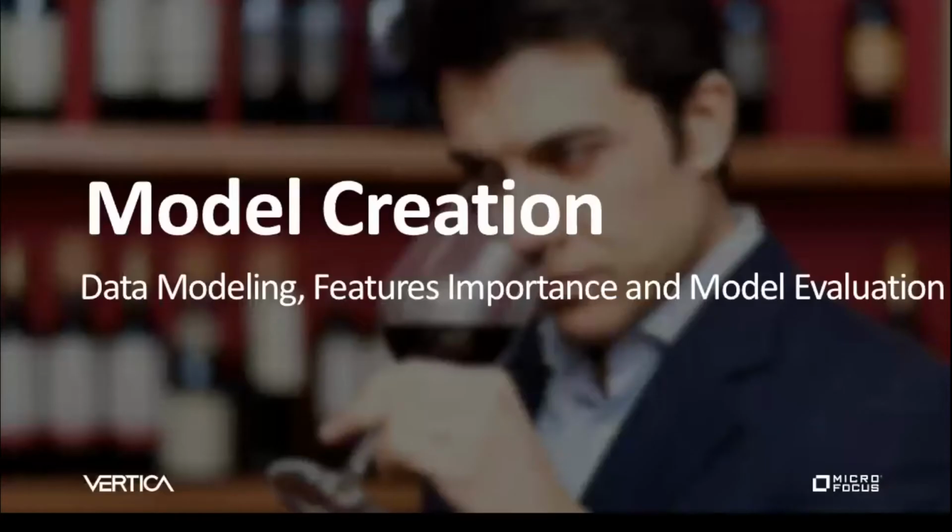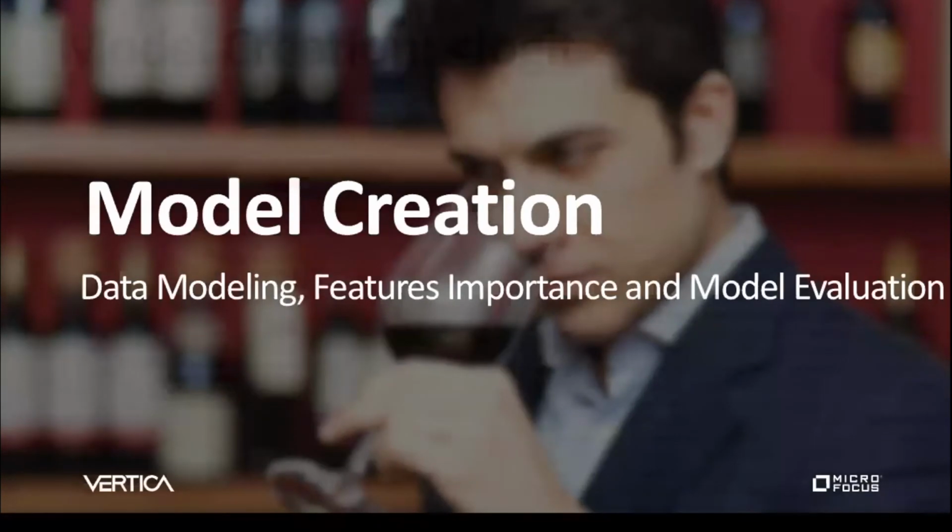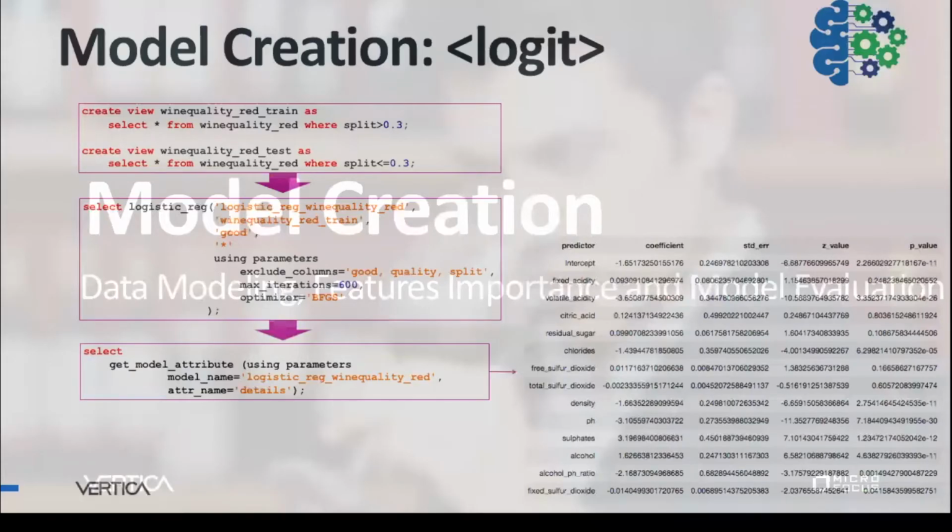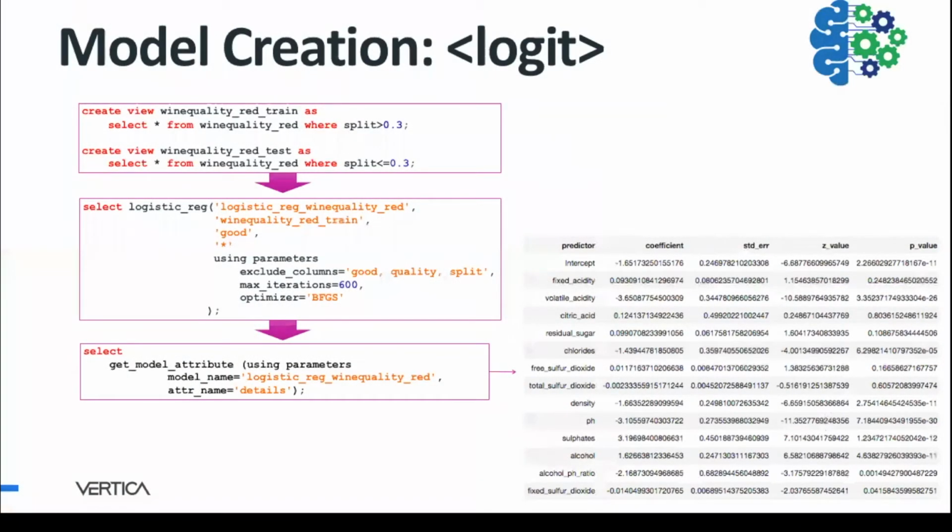Then we can do some model creation, and in Vertica it's quite easy. So I'm using a split column I created to split the data into a train and a test. But we can also use a table sample statement at the end of the SQL query to generate two different samples, one for testing and one for the training.